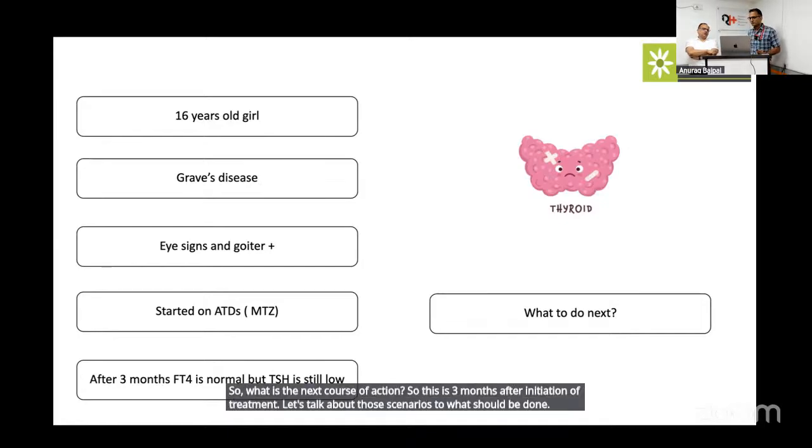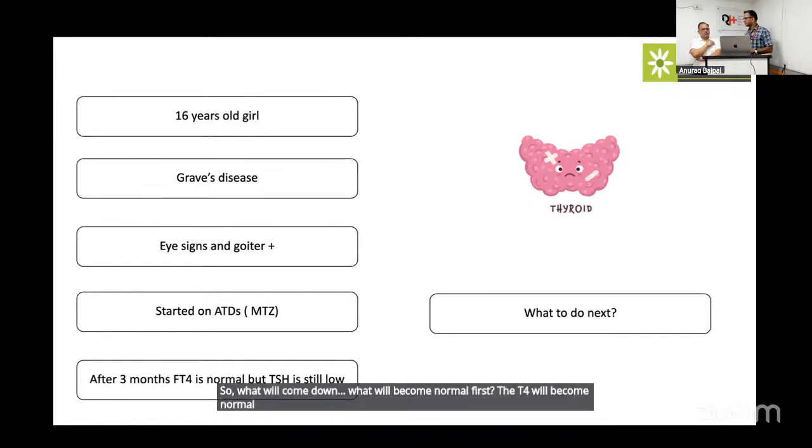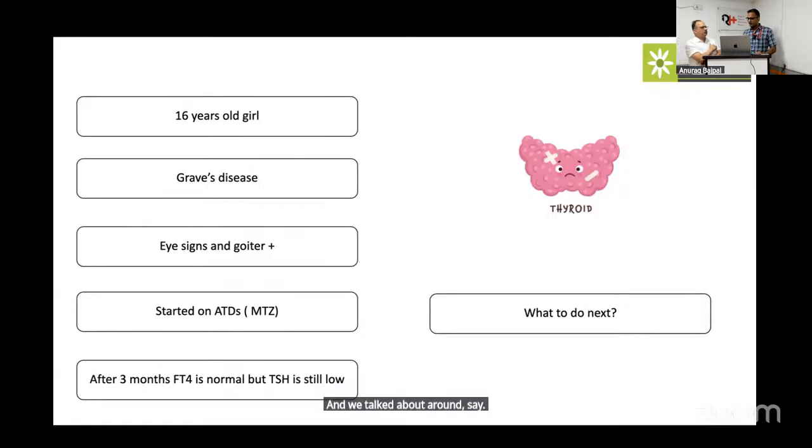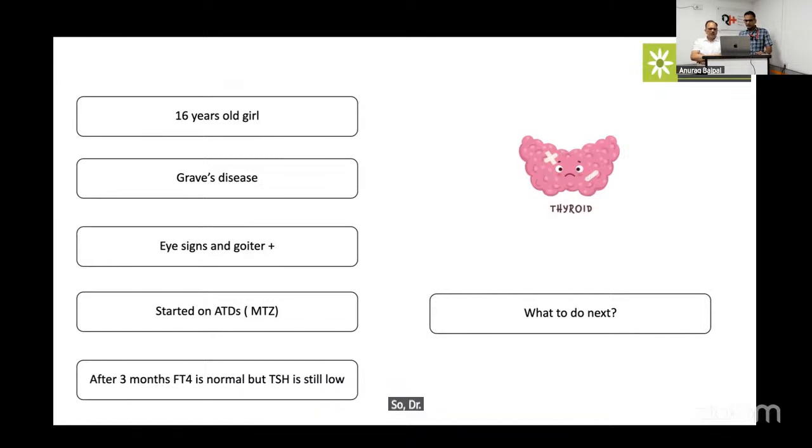So in this case, what you're saying is TSH is low, FT4 is normal. So what will come down, what will become normal first? So T4 will become normal first, and TSH will take some time, sir. Yes, so that is important. So we should reduce the dose. And we talked about around say 50 to 75% reduction in dose because getting FT4 to below normal level is very, very significant. So Dr. Raj Lakshmi, we agree, we have to reduce the dose by 50 to 75%. Dr. Iman is also saying the same thing.